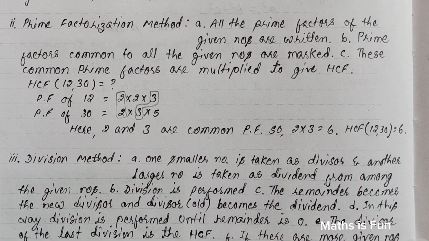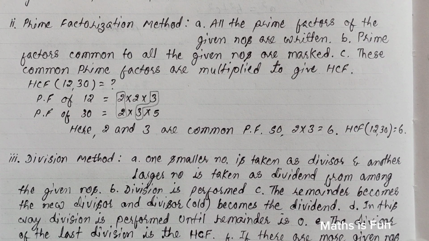The last method is the division method. In this method, from among the given numbers, the smaller number is taken as divisor and the larger number is taken as dividend. Then the division is performed. Then the remainder becomes the new divisor and the previous divisor becomes the new dividend. In this way, division is performed until the remainder is 0. The divisor of the last division is the HCF.